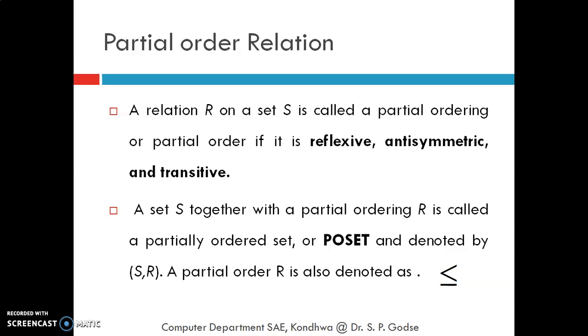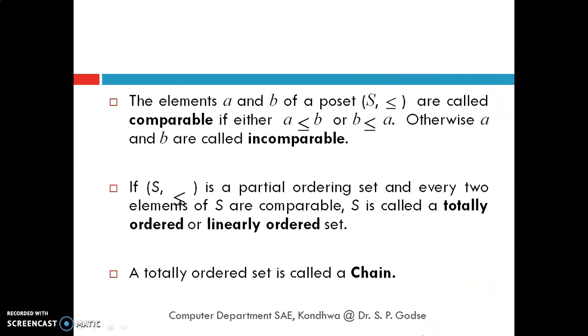The set S together with the partial ordering R is called a partially ordered set or poset and denoted by (S, R). A partial order R is also denoted as less than or equal to. This is the notation for partial order or poset. The elements a and b of a poset (S, ≤) are called comparable if either a ≤ b or b ≤ a. Otherwise a and b are called incomparable.